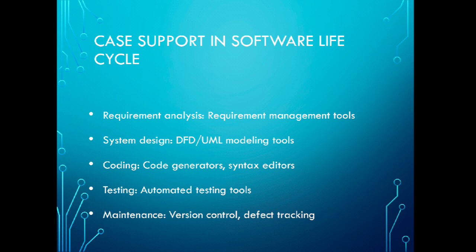Final is the maintenance phase. Even after the software is released, CASE support is crucial. Version control tools like GitHub maintain the entire history of the project's source code. If a bug is found in production, we can easily pinpoint the exact change that caused it and either fix it or revert to a previous stable version.